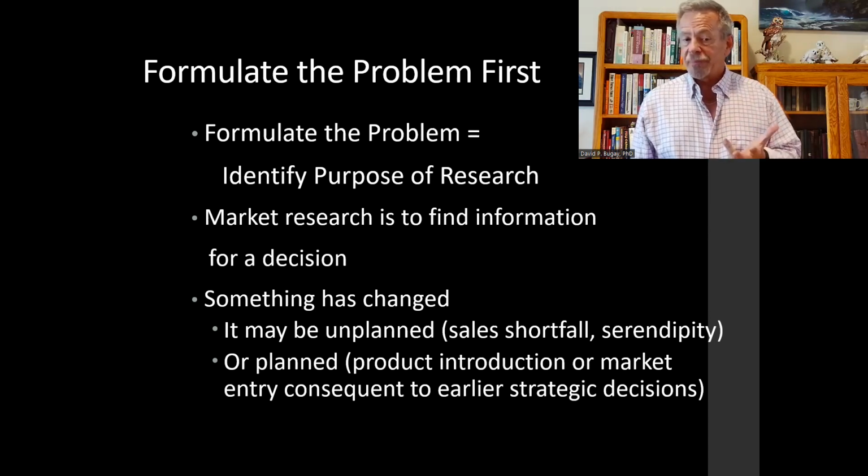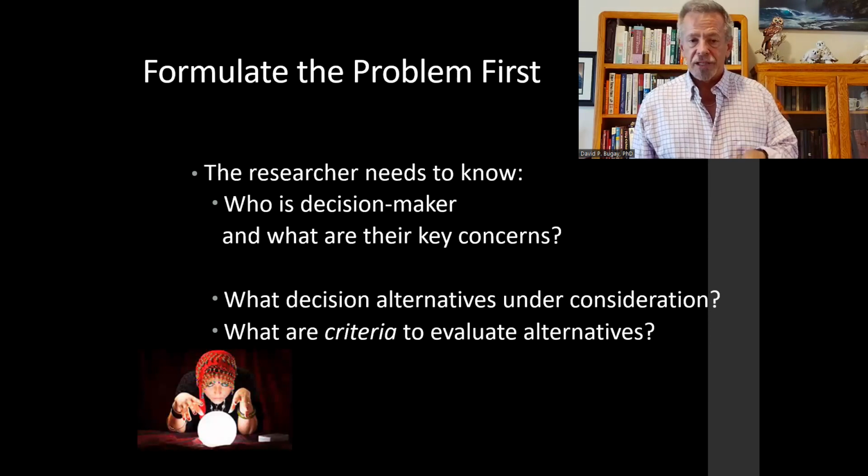Either they're launching something big, or something changed out there and there's a sales shortfall. People are panicking. They're going off the deep end. They're looking at a product introduction, a different market entry. The researcher needs to know a couple things. Who's the decision maker and what's their key concern? Otherwise, if they're going through an intermediary, it may not get right and they have to redo the same work all over again with another group.